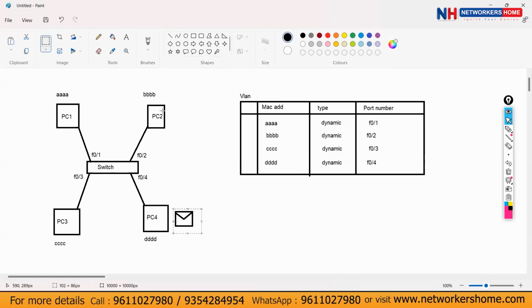Okay. Make a note of the unicast flooding scenario. Unicast flooding is a scenario where a PC sends a unicast message, but since the switch has cleared its MAC table after 300 seconds, the unicast message will be broadcasted too. Okay. I'll type it.